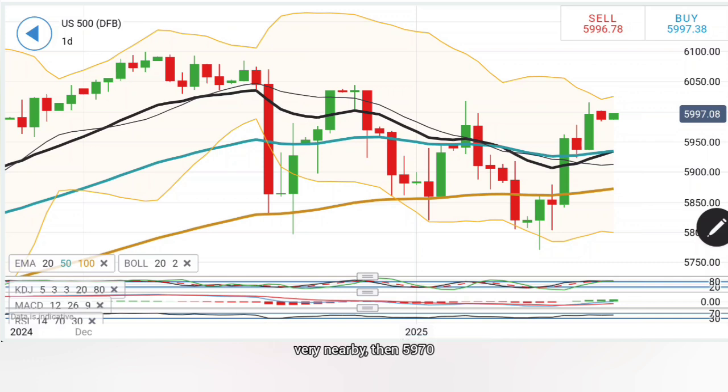On the downside, I will recommend a selling entry now at 5985 levels, where you can expect 5978 very nearby, then 5970 the next. Once it breaks below 5970, stay short for 5950, 5940 at the next, and then 5920 should appear, which should be the next support level here. Take your trades, take your positions accordingly.